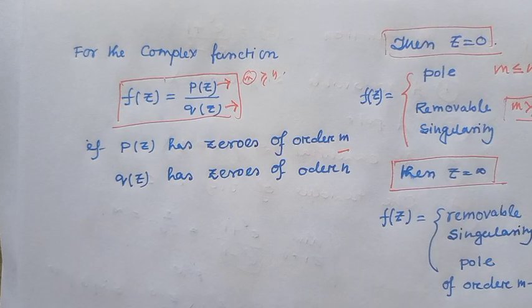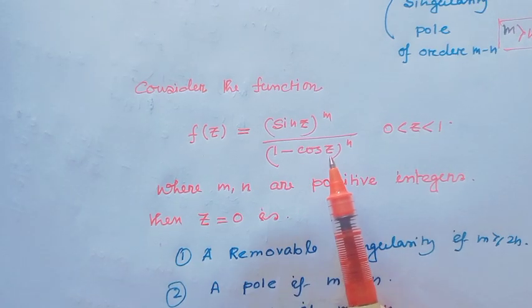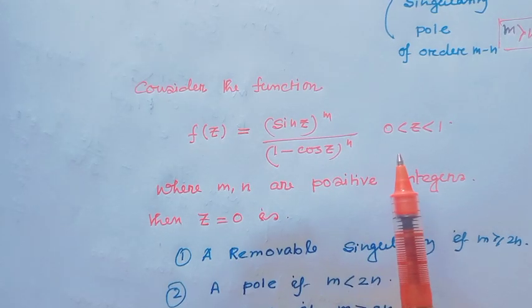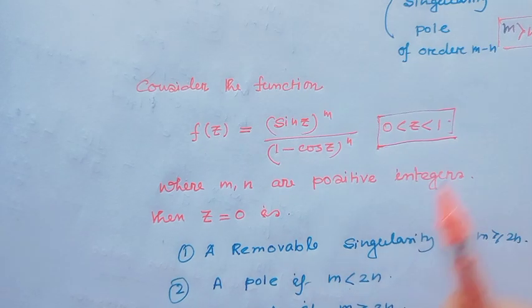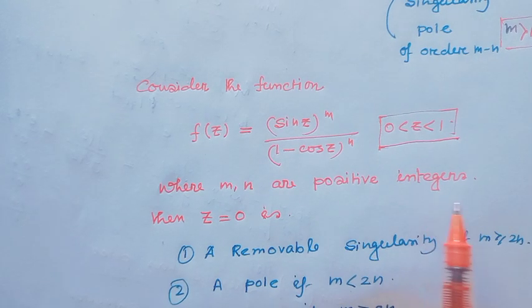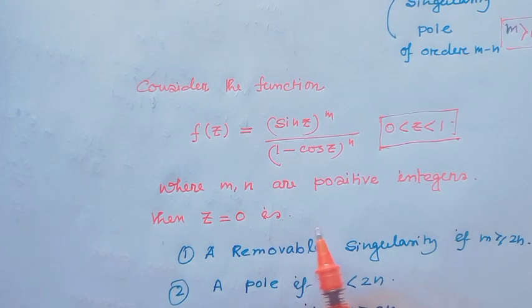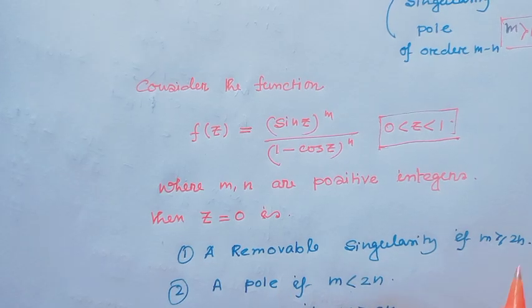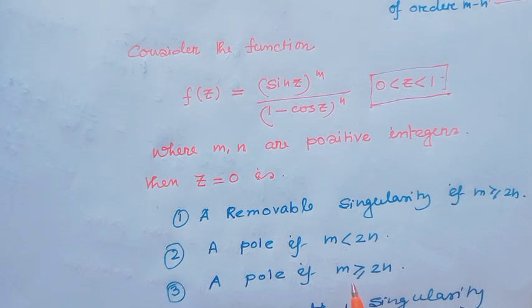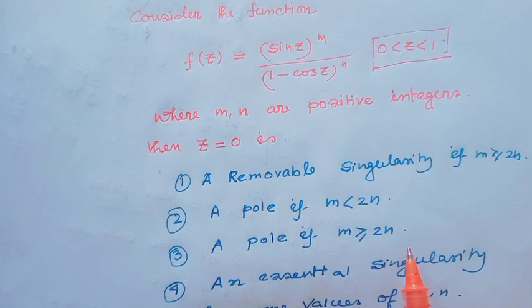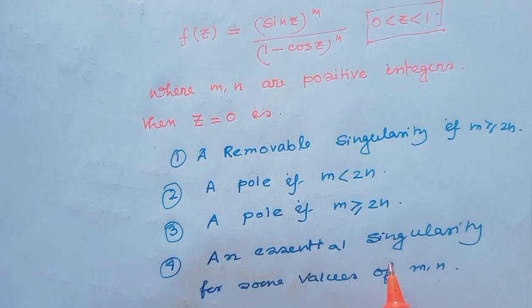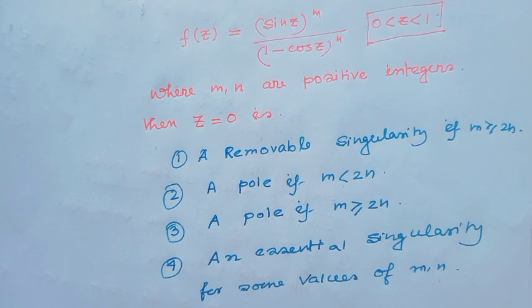My next question: consider the function f(z) equal to (sin z) to the power m divided by (1 minus cos z) to the power n, where z lies in 0 less than z less than 1, and m, n are positive integers. Then z equal to 0 is: option 1, a removable singularity if m is greater than or equal to 2n; option 2, a pole if m is less than 2n; option 3, a pole if m is greater than or equal to 2n; option 4, an essential singularity for some values of m and n.